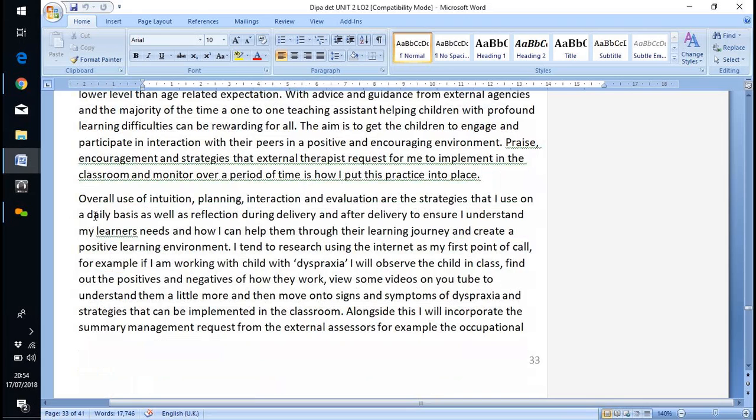There you are. You've got it down there straight away. The overall use of intuition, planning and interaction and evaluation. That is exactly it in a nutshell, isn't it? Yeah.